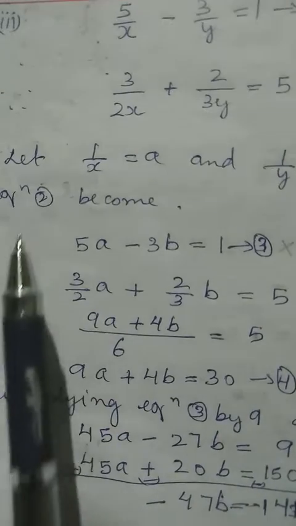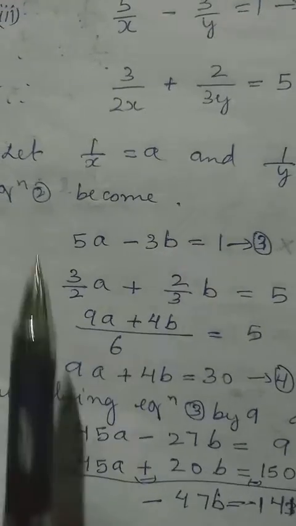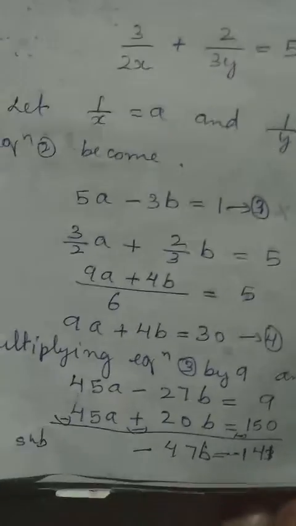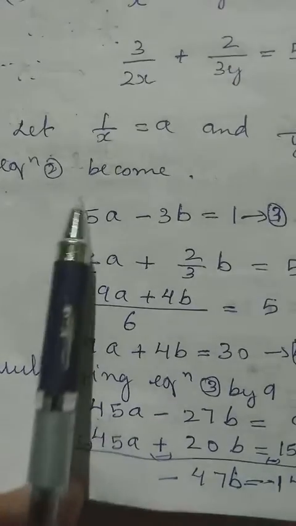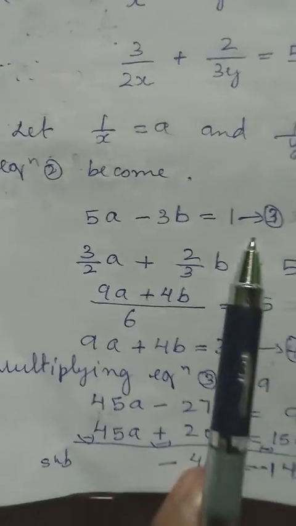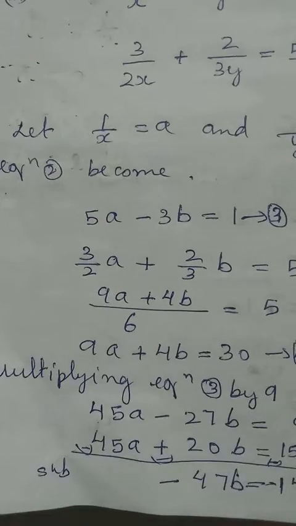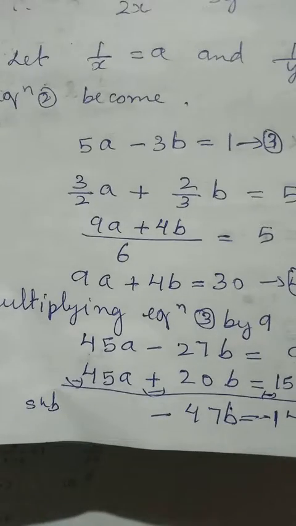So equation 3, we can multiply by 9. Equation 4, multiply by 5. We do cross multiply, okay? So 9 into 5, 45. 9 into 3, 27. 9 into 1, 1. 5 into 9, 45. 5 into 4, 20. 5 into 30, we have 150.